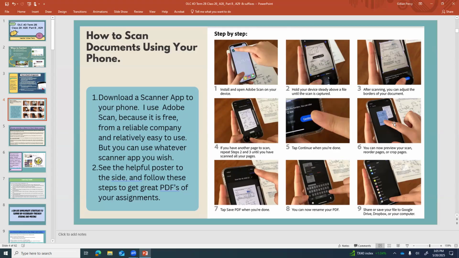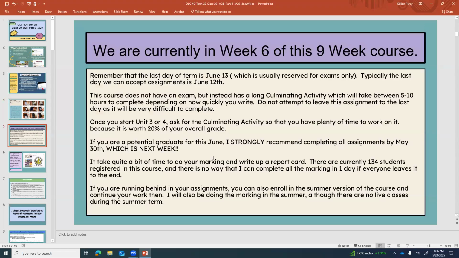Then tap continue. At that point, you can preview it, put it in order, retake a photograph if you need to, then hit save PDF and give it a name. Obviously, you're going to want to include the assignment number and probably the course name, especially if you're taking several different courses from us. Then save it, whether you save it to Google Drive or Dropbox or whatever you do to save it, then send me an email and send it along. It does produce a much better quality than the photographs do.